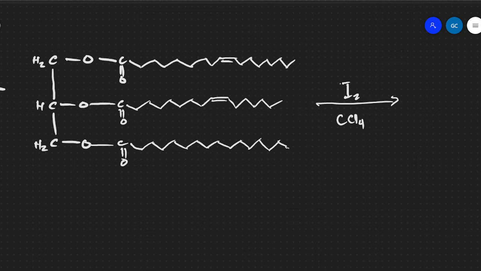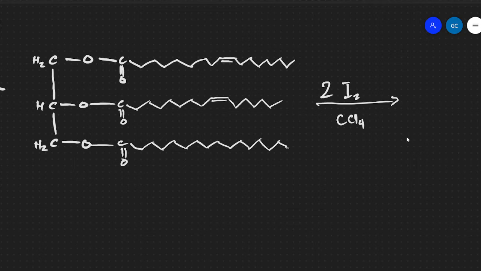So for this reaction, the iodine will react with either this double bond or this double bond. Basically, if you have a TAG with two double bonds, you will get two products, in which one double bond of the TAG is dihalogenated. For this to be completely halogenated, we need to increase the number of moles of our iodine.